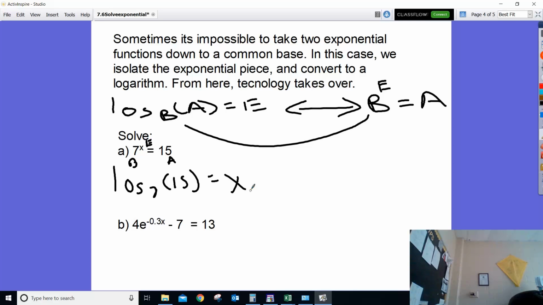Now you can let technology take over. Can you type log base 7 of 15 in your calculator? Have I shown you how to do that yet? No, I have not shown you how. I've shown you how to change the base. That's why you're nodding your head. If you press the log button on a calculator, you don't get an option for the base, do you? So you've got to use what's called the change of base formula.